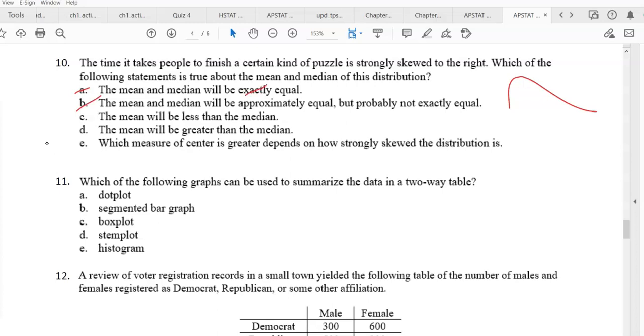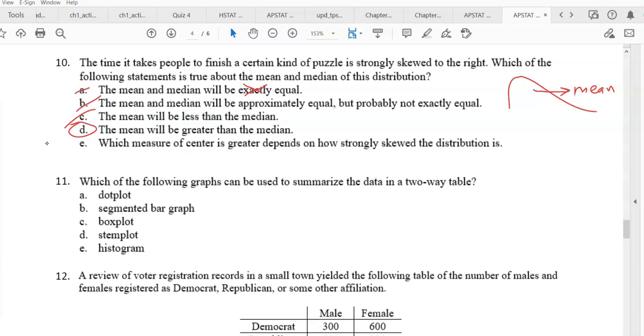Well, actually, that would not be true for something perfectly symmetric. That would be true for most symmetric distributions. The mean will be less than the median? I think the mean is going to get pulled with the skew. It's going to the right. So I don't think that works. The mean would be greater than the median. That's looking good. Which measure of center is greater depends on how strong these two.